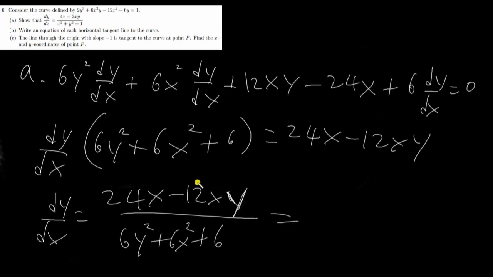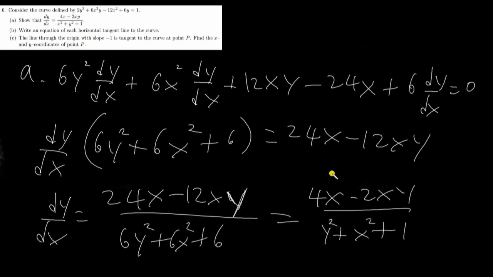And then finally, since everything here is a multiple of 6, I'm going to divide everything by 6. So it's 4x minus 2xy over y squared plus x squared plus 1. And if you'll notice, that's exactly what they have up here. So we proved that the derivative is equal to whatever they said it was.